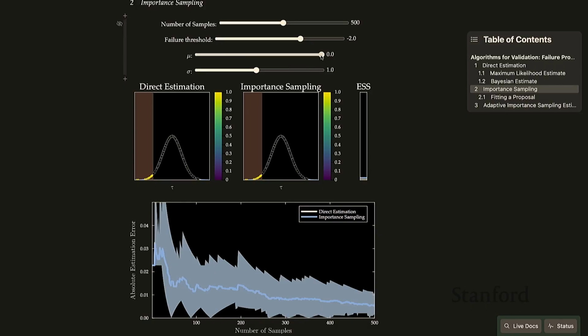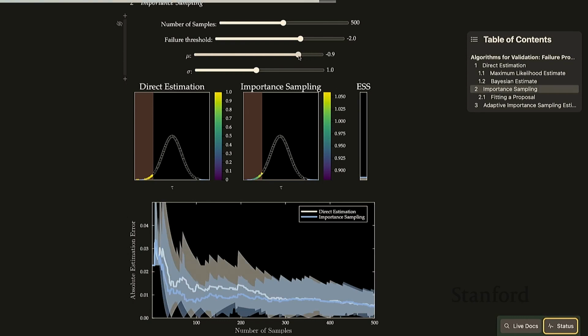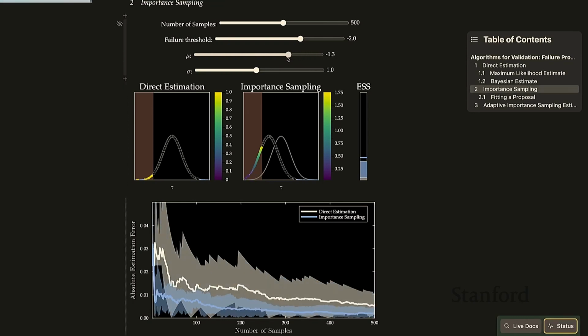So now over this side, I'm going to be showing the importance sampling distribution. Right now it exactly matches the nominal distribution, so it's the same thing as direct estimation. But now let's try to get an importance sampling distribution that will sample failures more often. To do that, we can move the mean of this distribution to the left here. And you can see already we're doing a lot better. This blue line here shows the error of our importance sampling estimate and the spread. You can see that the variance is much lower and the error is much lower. We've done much better just by biasing the distribution we sample from to be able to sample more failures.